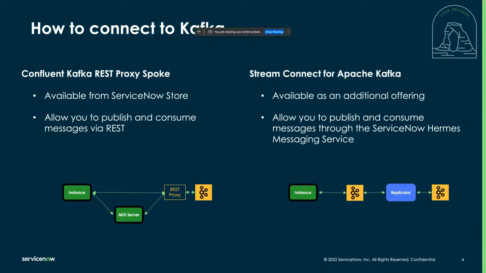Not too long after we released the spoke, we started working on connecting ServiceNow to Kafka directly, without using REST. We rolled out Kafka clusters in our data centers across the globe, and the ServiceNow instance would read and write data from those ServiceNow Kafka clusters. Then you can configure a replicator to synchronize the data between ServiceNow Kafka and your local Kafka.